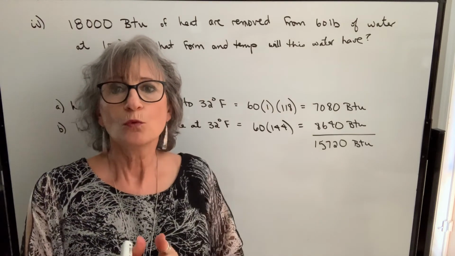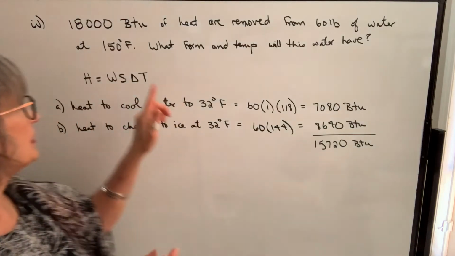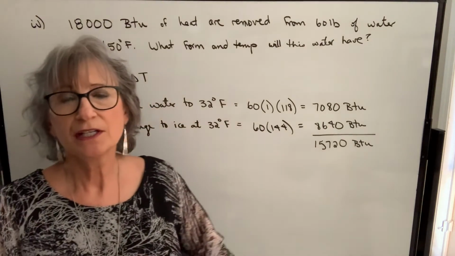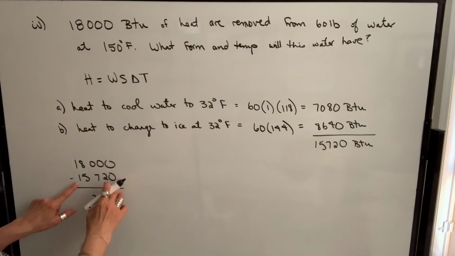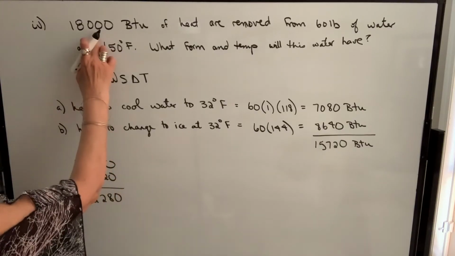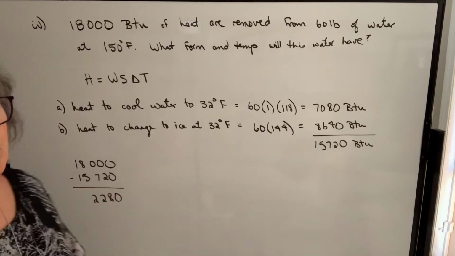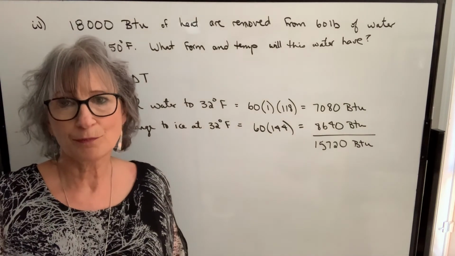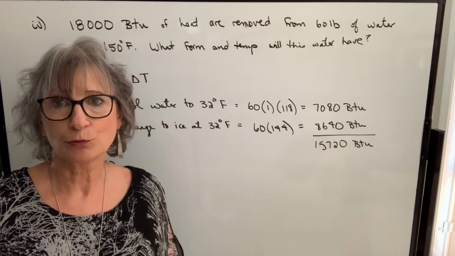15,720. We're continuing to remove more BTUs than that, so let's find out how many more BTUs need to be removed to then figure out how cold that ice is going to be. When I subtract 15,720 from 18,000, I get 2,280. So that's how many BTUs are yet to be removed from the ice. So let's figure out what the temperature of the ice will then be once those are removed.